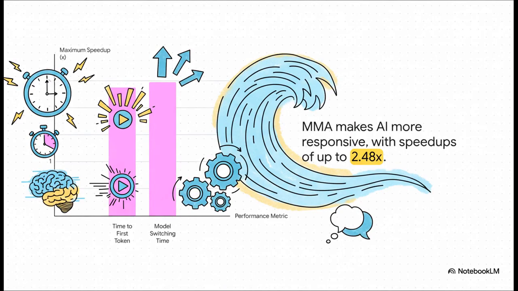So what does that actually feel like for you? Well, it has a direct impact on your experience. That time to first token, which is just how long it takes for the AI to start its reply, gets way faster. And model switching time, which we already know is a huge bottleneck, gets up to 2.5 times faster. It just makes using a local AI feel snappy and fluid.